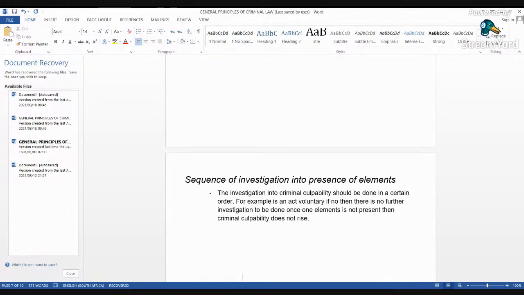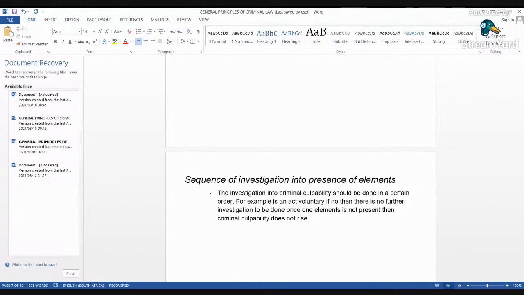If you see from the onset there is no act, then there's no point in moving forward and investigating whether there is compliance with definitional elements of a crime. There simply is not, because that would presuppose that there is actually an act, of which there isn't. So just be careful: if something falls away, then someone cannot be held criminally liable.